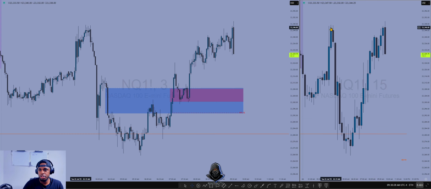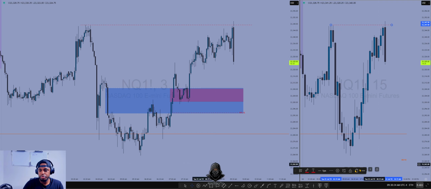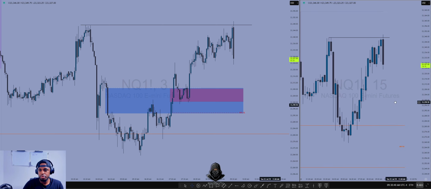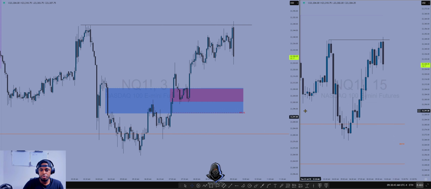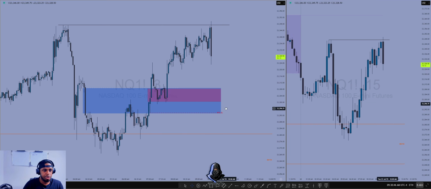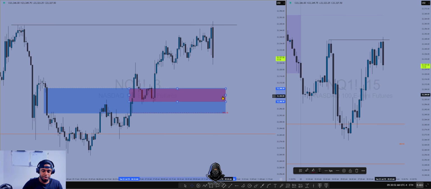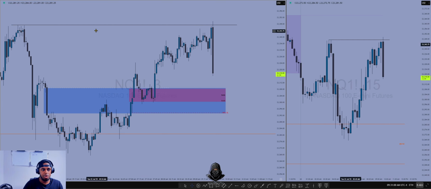Okay, that high is taken out with a sweep. So this high right here is swept. This is 5 minutes. Remember that high was swept. So let's see how price is going straight down to it, and see how aggressive it's being.